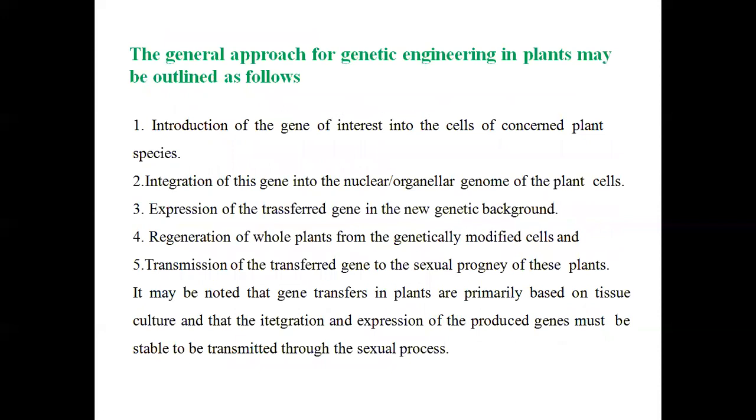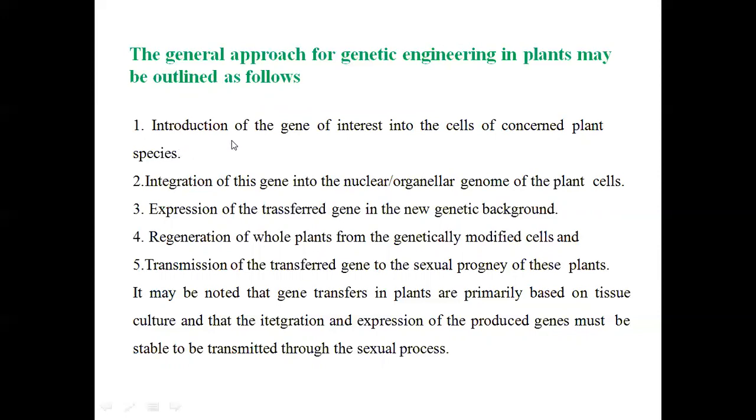So now we'll talk about the general approach for genetic engineering in plants, which may be outlined as follows. Genetic engineering is nothing but inserting a gene into a target species. That is the engineering work. Genetic engineering means you are inserting the gene into a target cell so that its setup will be changed, recombined, or recombinant. That's why it is called genetic engineering. You are doing the engineering part.